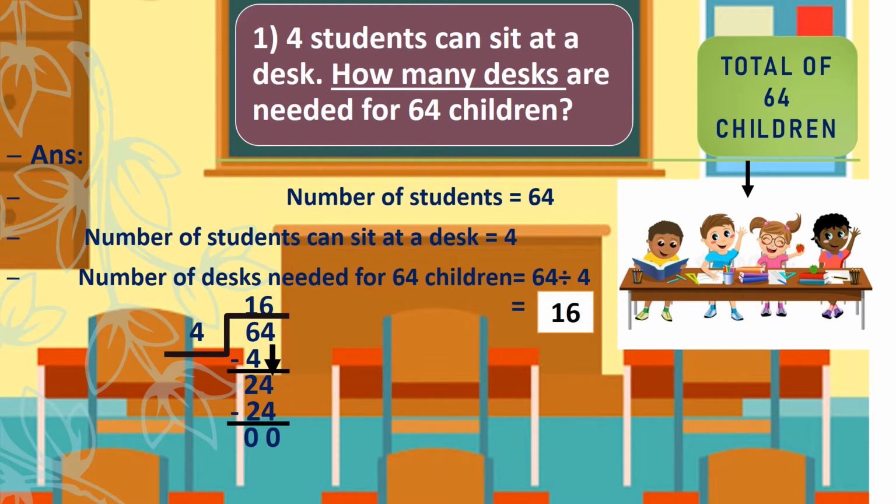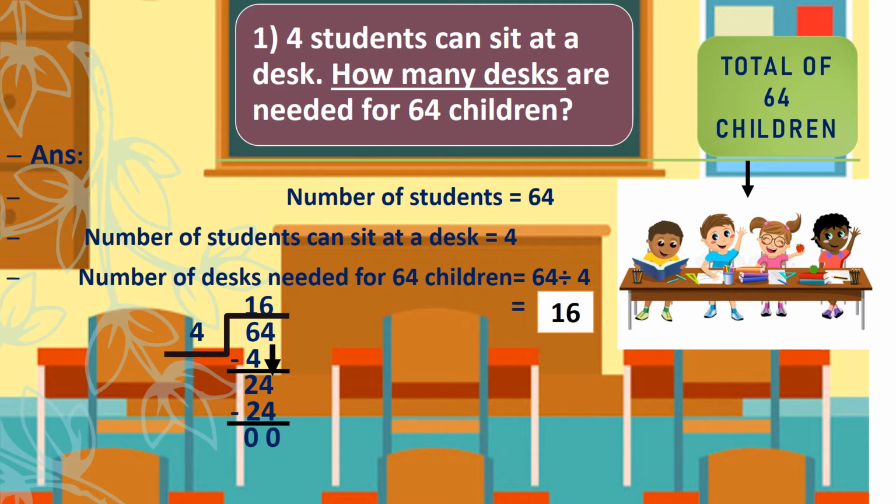Now, what is the question that has been asked? How many desks are needed for these 64 children? So, we know the total. We know how many students can sit at a desk. So, how do we find out the other number? We simply divide and find out the answer. So what would be the statement? Total number of students is equal to 64. Number of students that can sit at a desk is equal to 4. Number of desks needed for 64 children is equal to 64 divided by 4.